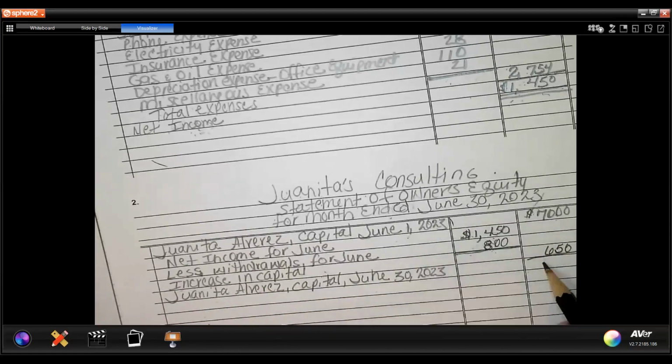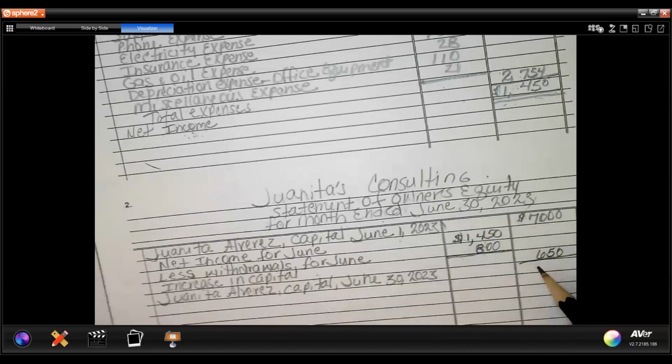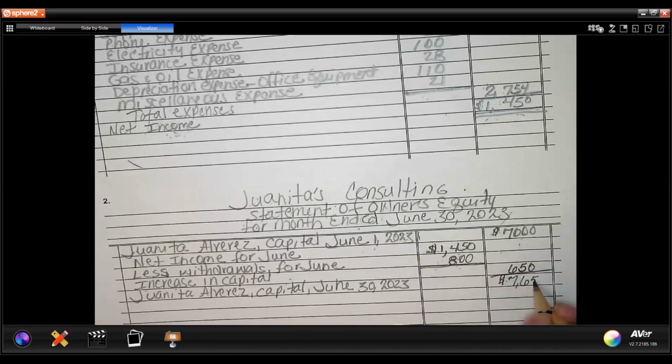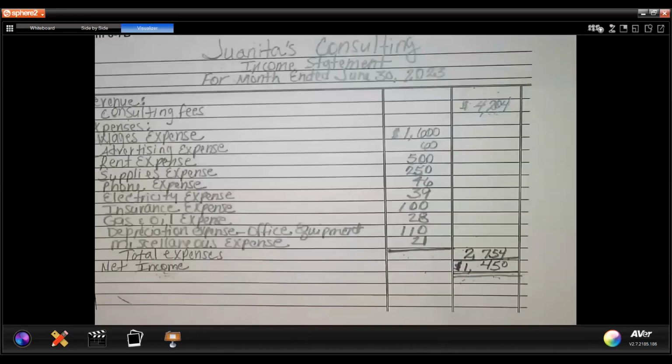So here, her actual increase in capital was only $650. Her original investment was $7,000. So we're going to add these two together, and now we're going to get $7,650. Okay.